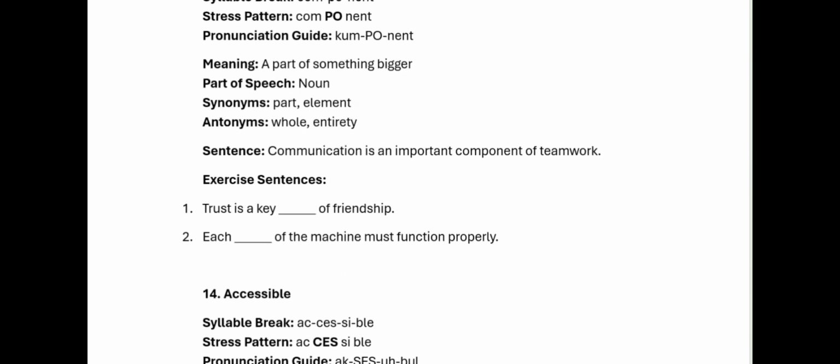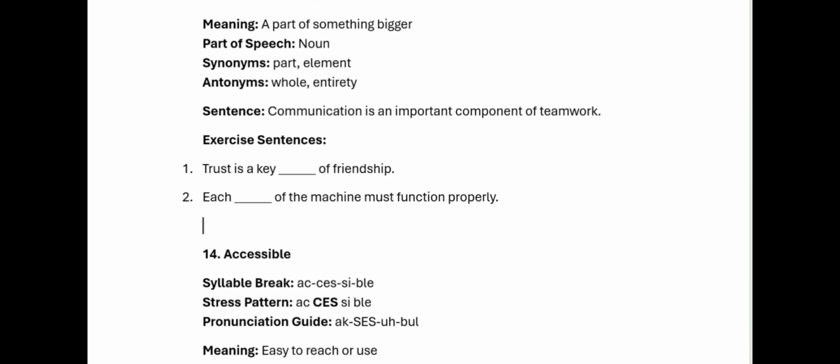Exercise sentence: Trust is a key component of friendship. Similarly, each component of the machine must function properly. That means each part of the machine must function properly. So what was the other meaning of component in the first sentence? Trust is a key element of friendship.